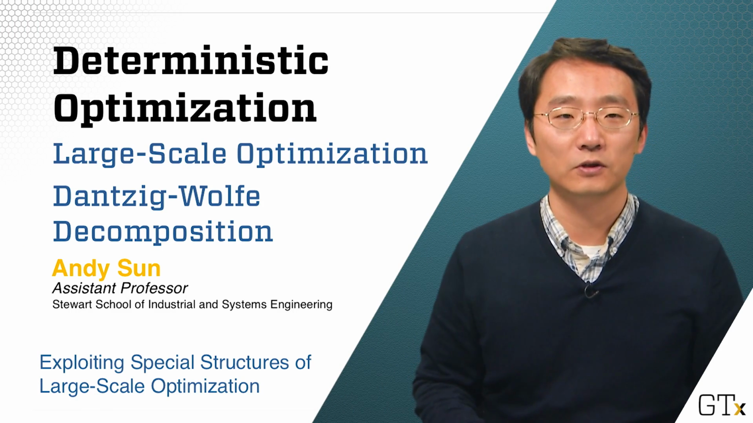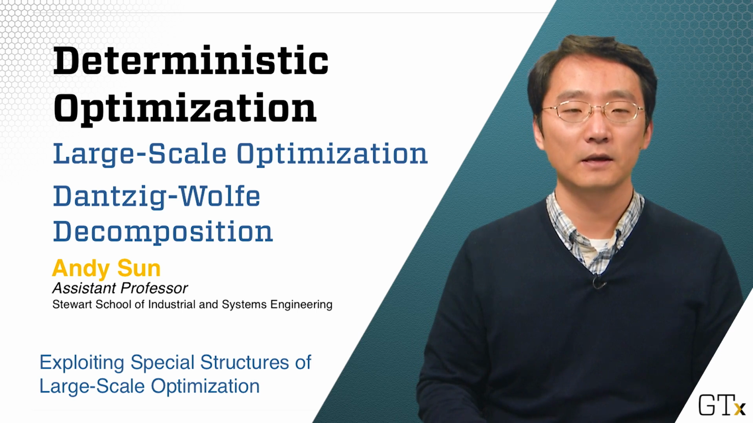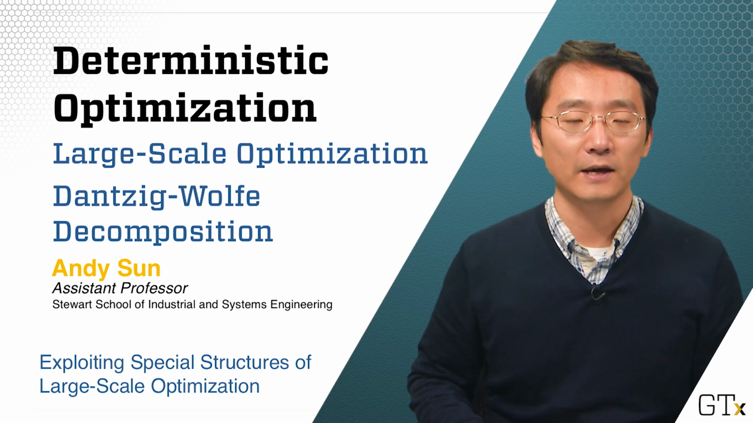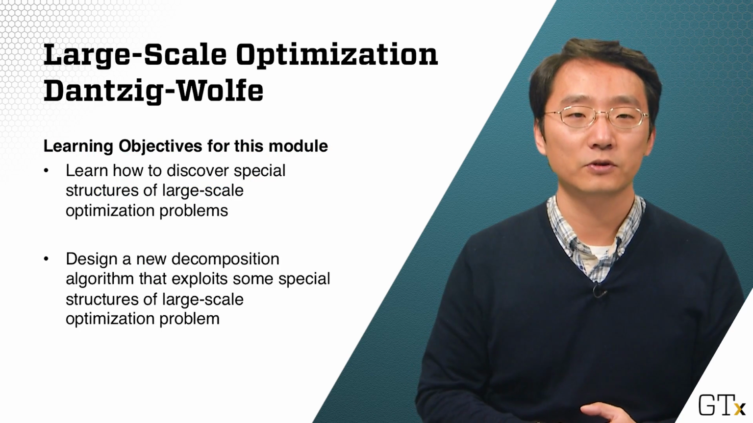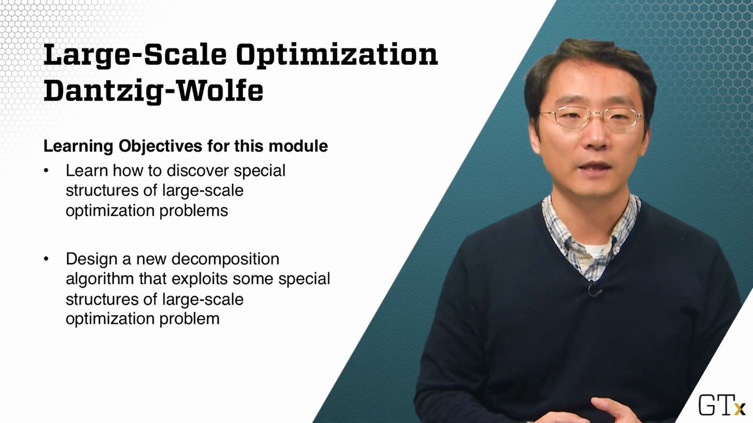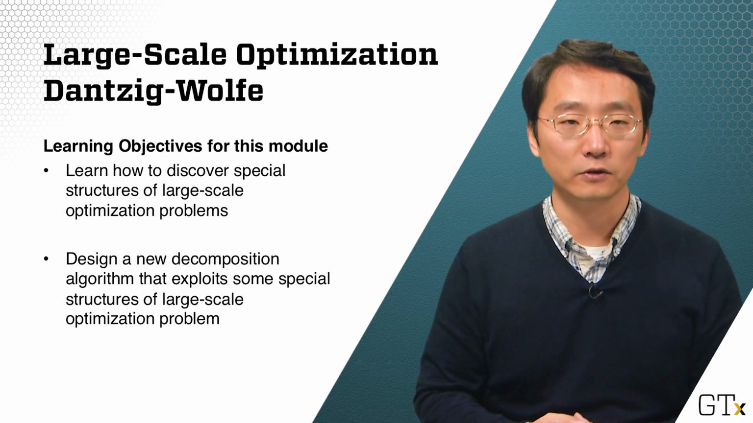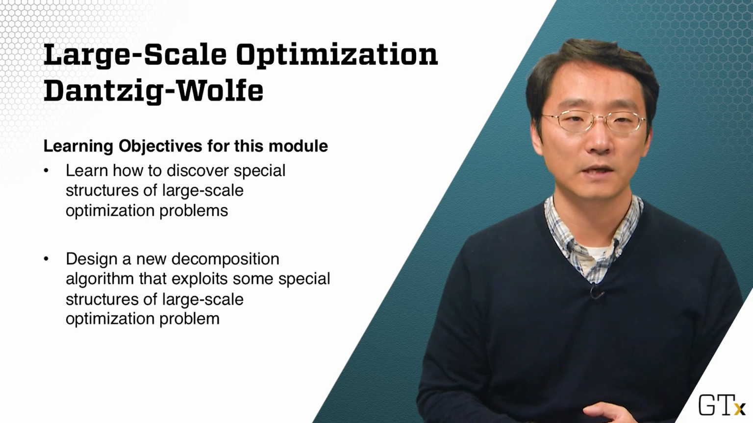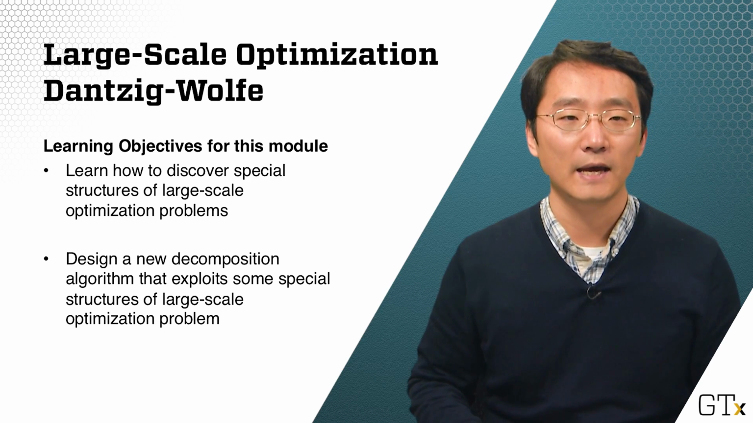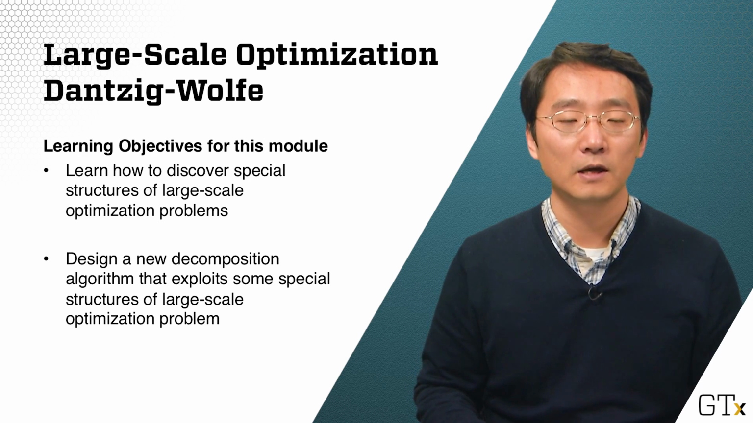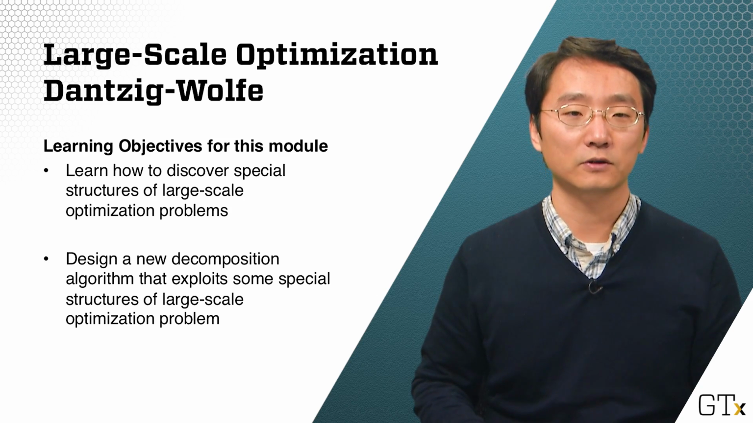Today we're going to start a new module on large-scale optimization, with a specific focus on a new algorithm called Dantzig-Wolfe decomposition, and this is the first lesson. In this module, we're going to learn how to discover special structures of large-scale optimization problems. This is a universal scheme and a very important idea for solving large-scale optimization: to discover special structures and to design new decomposition algorithms to exploit some special structures of the large-scale optimization problem.